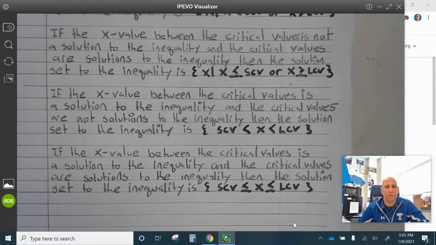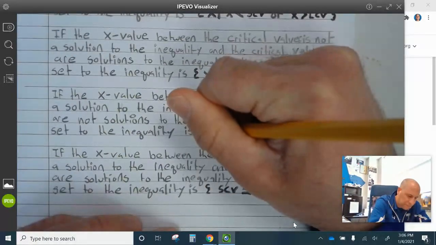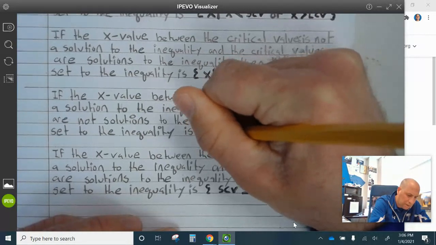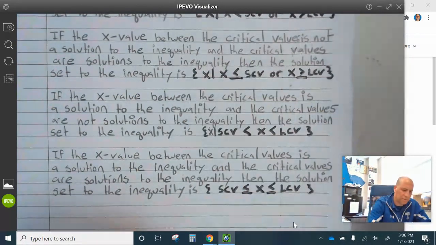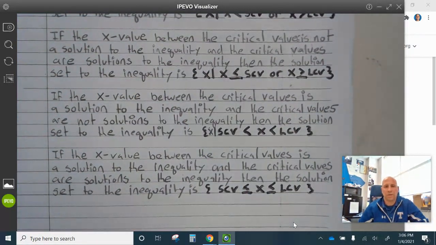If the x value between the critical values is a solution to the inequality and the critical values are not solutions to the inequality, then the solution set to the inequality is, and that should say, x such that the smaller critical value is less than x, less than the larger critical value.